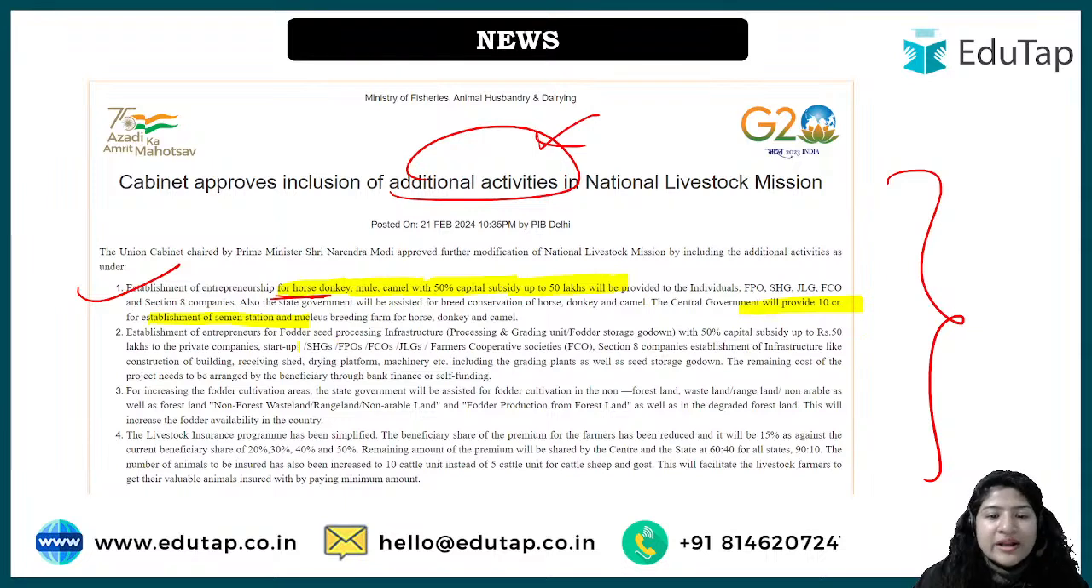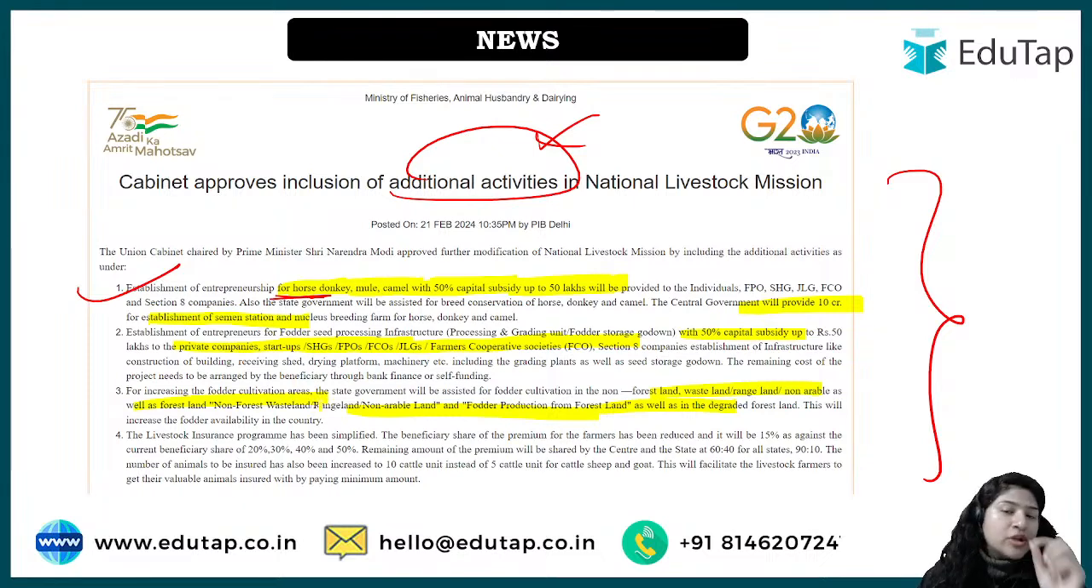Apart from that, whoever are involved, again the same, whoever the new companies, startups, self help groups, whoever person is involved under it, those will be included. Apart from that, some more things have been added here. For example, in fodder production, wasteland areas are also added. This is a new development.